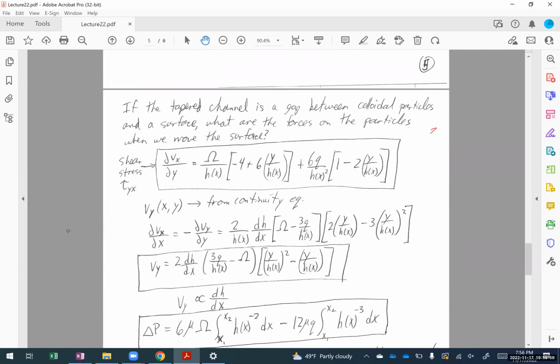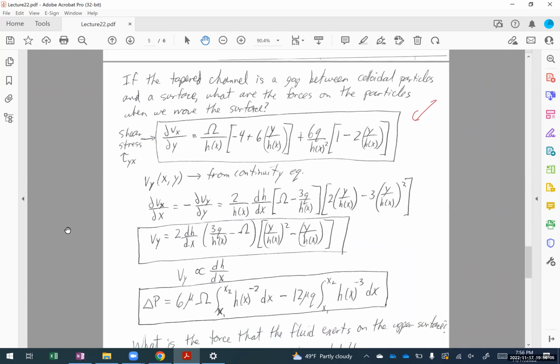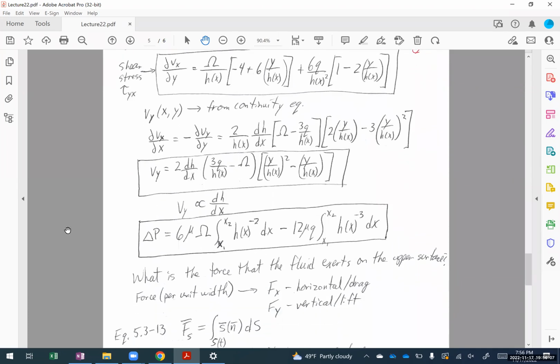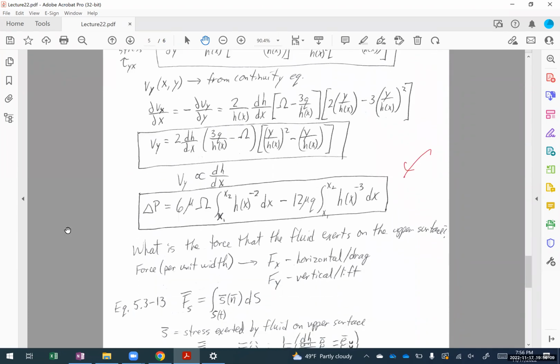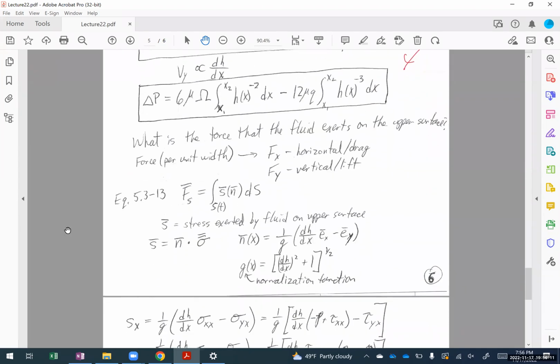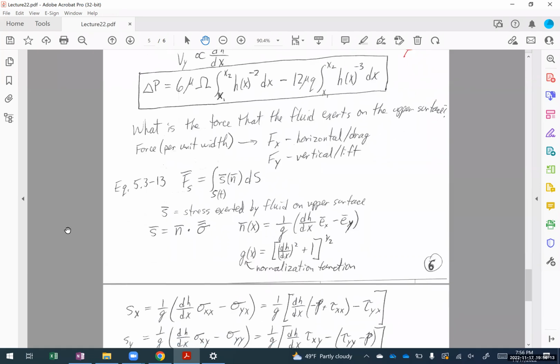Then you can calculate dou Vx over dou y, obviously, because that tells you what the forces are going to be. You can also calculate a bunch of other things. You can calculate what the pressure drop is. And then the book shows that the pressure drop goes as mu u L over h squared, right?